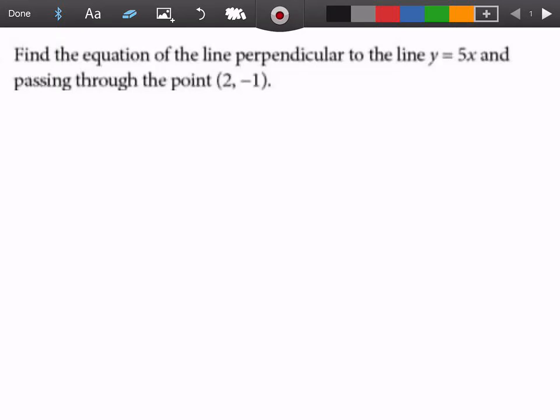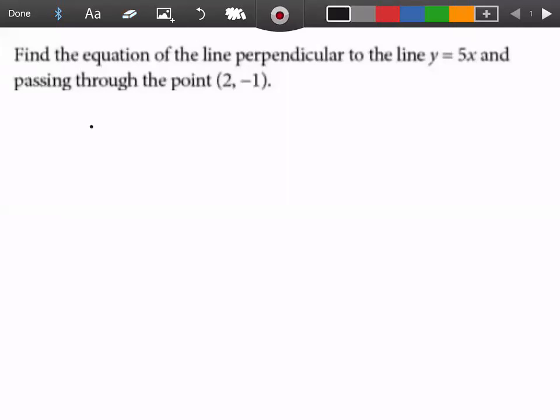So what is our question? Find the equation of the line perpendicular to the line y = 5x and passing through the point (2, -1). First of all, we will draw the figure, or draw the line with this required data, and we will solve the question accordingly.